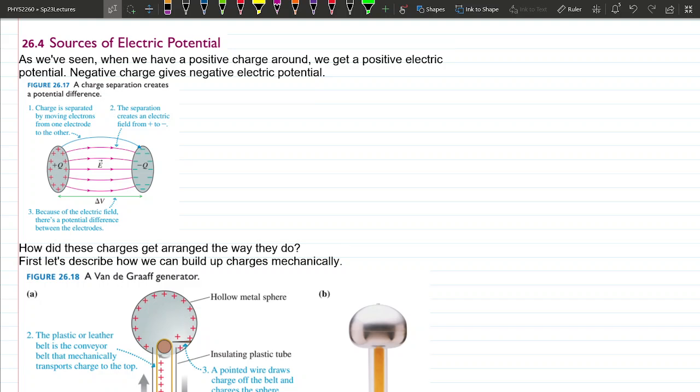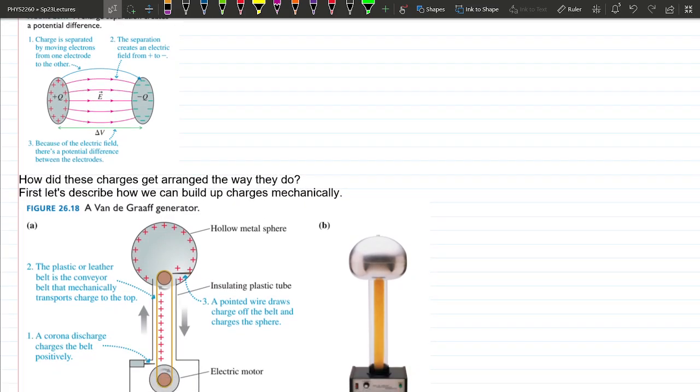This electric potential we're talking about is useful for us to measure, but how does the power company generate this electric potential for us? Well, the way you generate electric potential is by putting a bunch of plus charges somewhere and a bunch of negative charges elsewhere. So how do you do that?